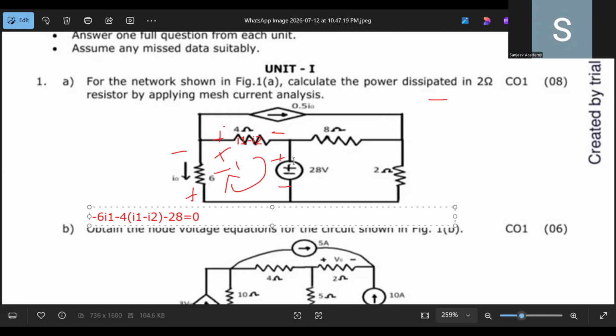Okay. So let this equation be there as it is. Later on, I'll substitute I2 and I1 and everything. Later on, we will do those things. So the main thing is forming the equation. Forming the equation part.